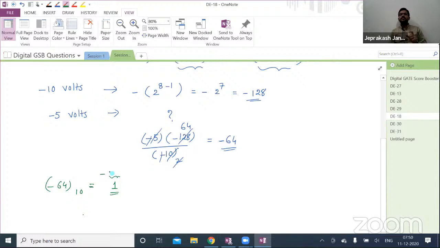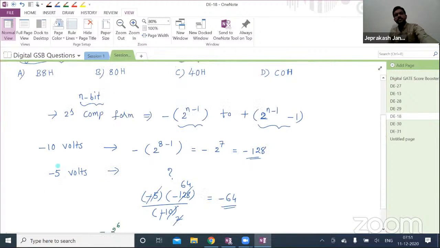In powers of 2, in such a way that the least power of 2 should satisfy that value being greater than or equal to 64. That is 2 power 6. Yes or no? 2 power 6 is nothing but 64, right? 2 power 5, 2 power 4, 2 power 3, 2 power 2, 2 power 1, 2 power 0. So that means here you require 7 bits. You require 7 bits for representing minus 64. Yes, very good, Priya. 1 followed by 6 zeros.